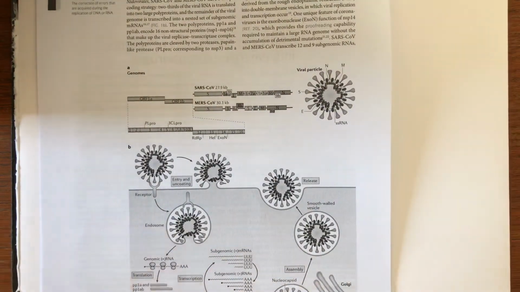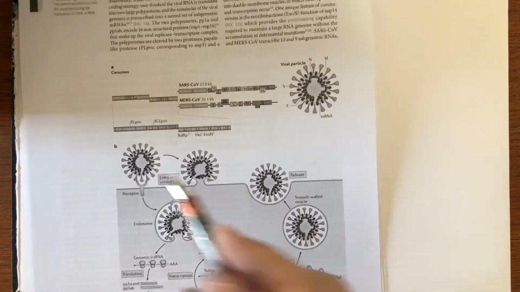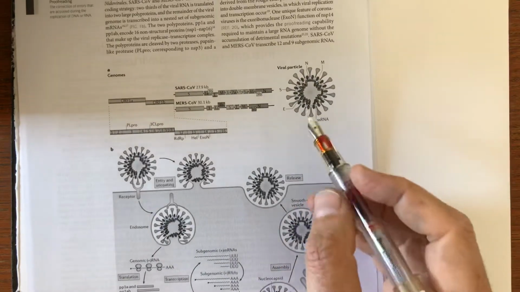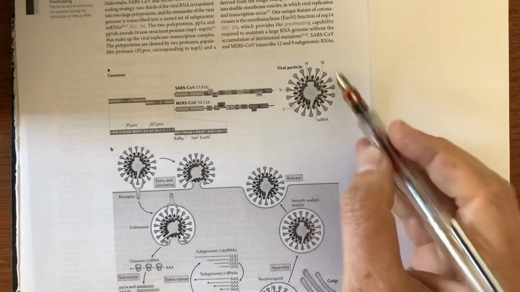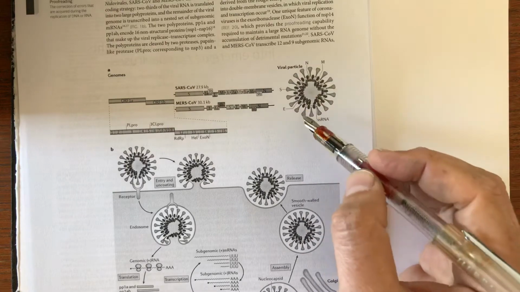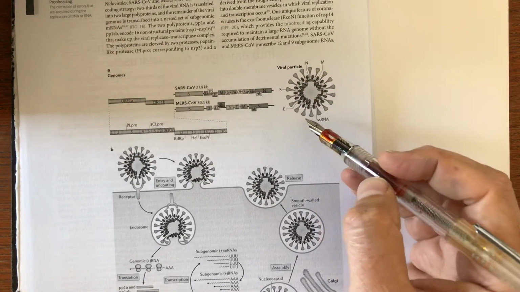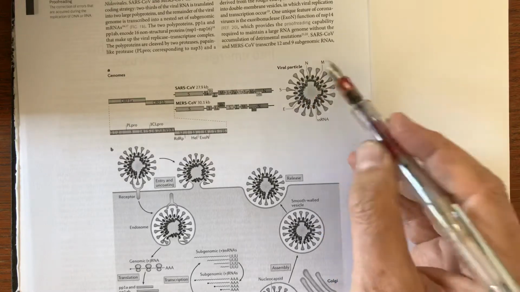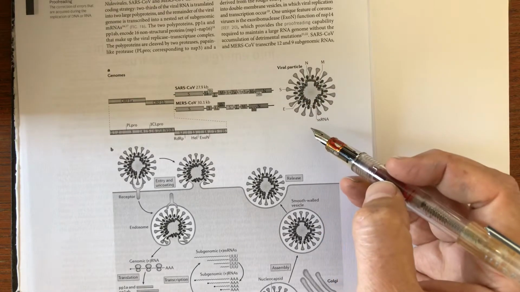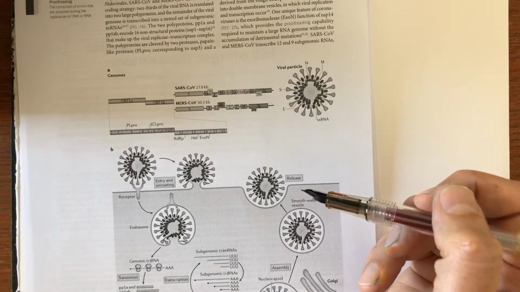So I don't have a color version here. Let's first go over the physical structure. This is a membrane-enveloped virus. Not all viruses are membrane-enveloped. Retroviruses like HIV are membrane-enveloped. Polio is not.